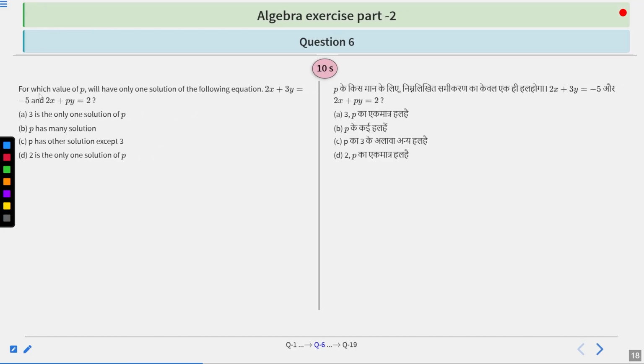Next is, for which value of P will have only one solution of the following equations. 2x plus 3y equal to minus 5 and 2x plus py equal to 2. Options are option A, 3 is the only one solution of P. Option B, P has many solutions. Option C, P has other solution except 3. And option D, 2 is the only one solution of P. These are the options.